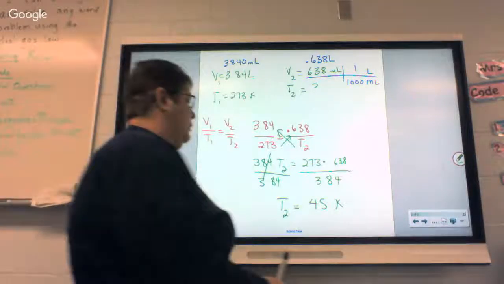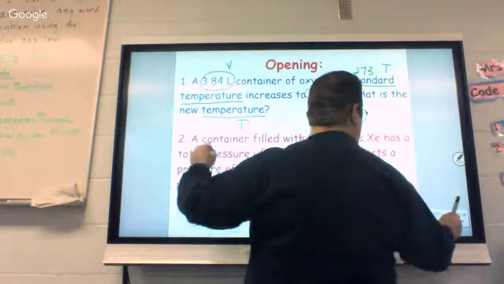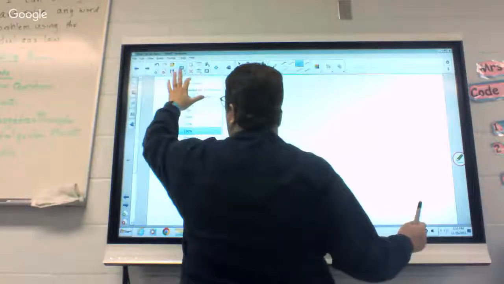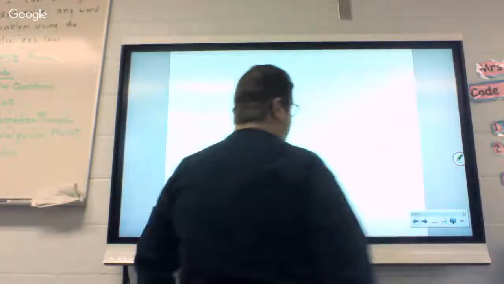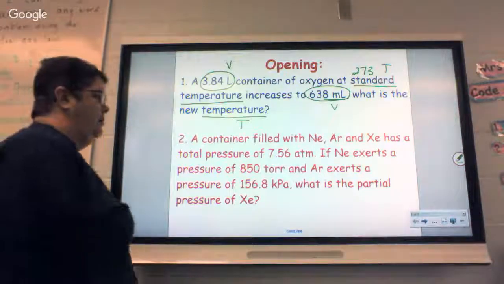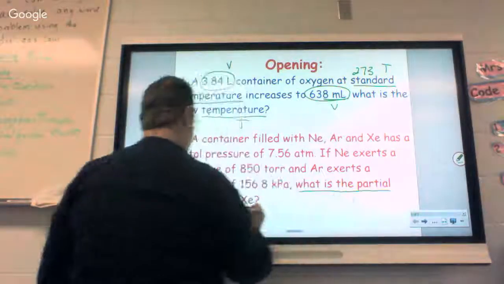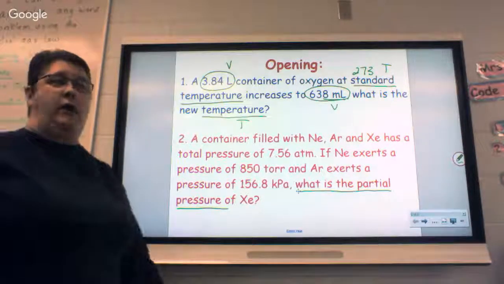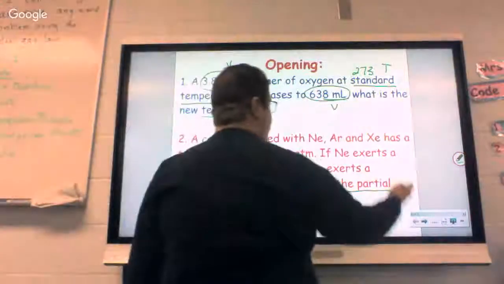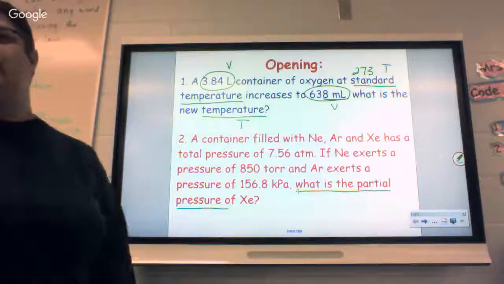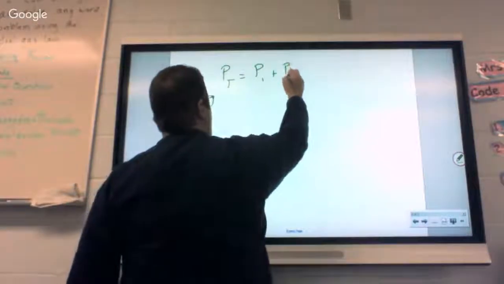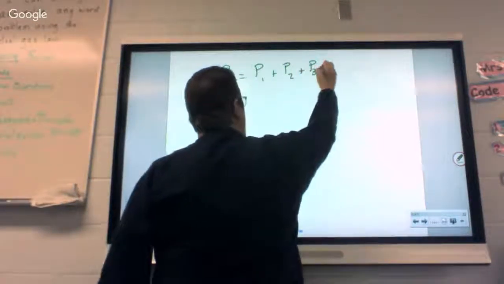Okay, number 2. So number 2 says, let's do it here so I don't have to go between 3 boards. All right, so number 2 said find the what? Find the partial pressure. So this time I'm not finding total pressure, I'm finding partial pressure. So they already gave me a total pressure in here, right? So does it say collected over water anywhere in the question? Nope, so I'm not using that special formula. I'm using P total equals P1 plus P2 plus P3 plus dot, dot, dot.